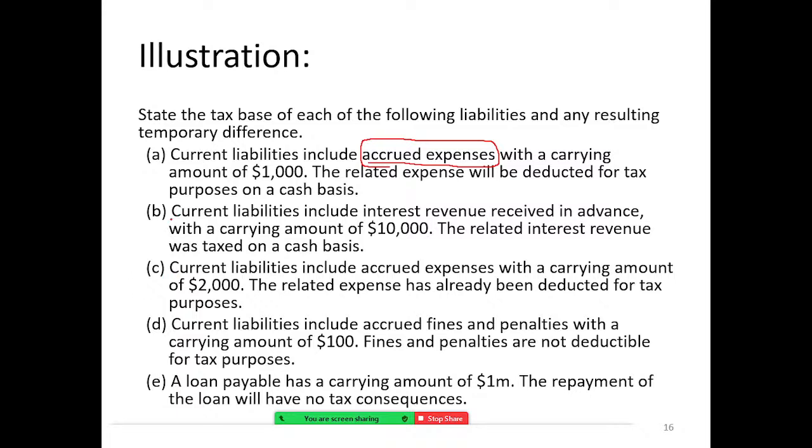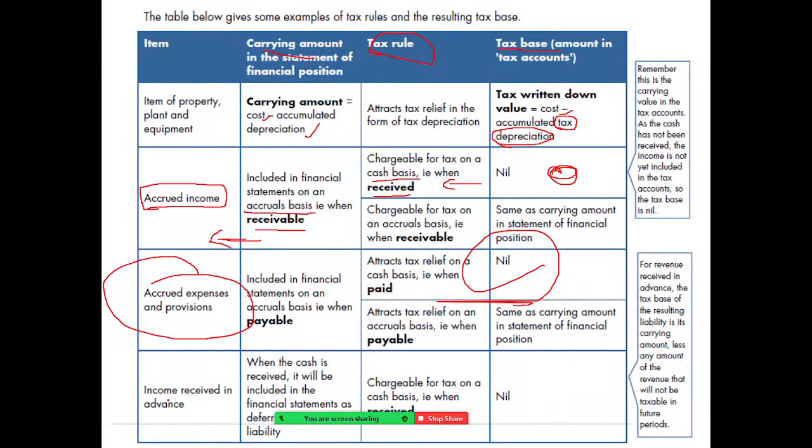Second one, the current liabilities include interest revenue received in advance. Here, interest revenue received in advance. So we have to go to this statement, income received in advance. So what's the calculation? Nil.